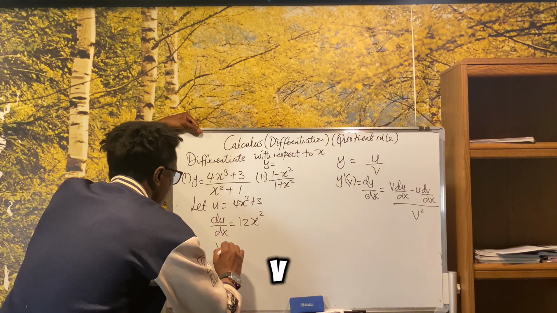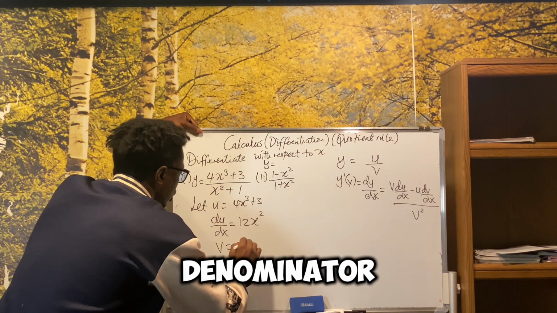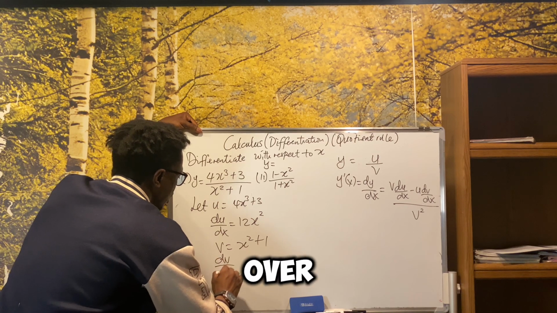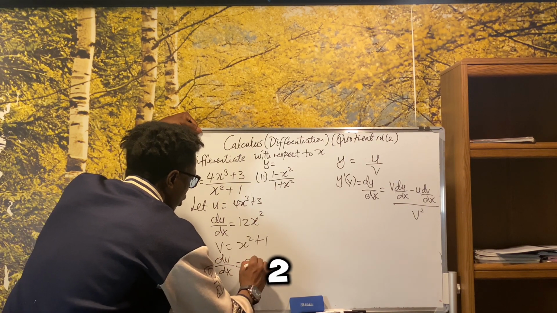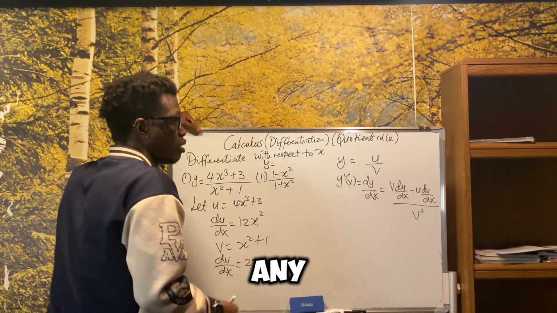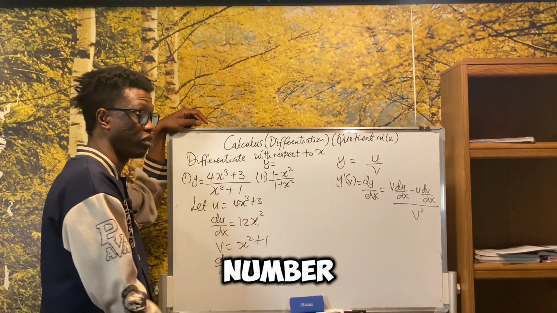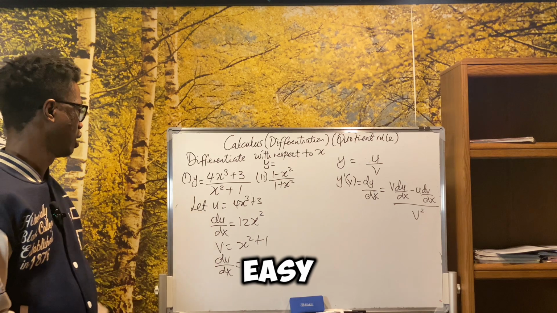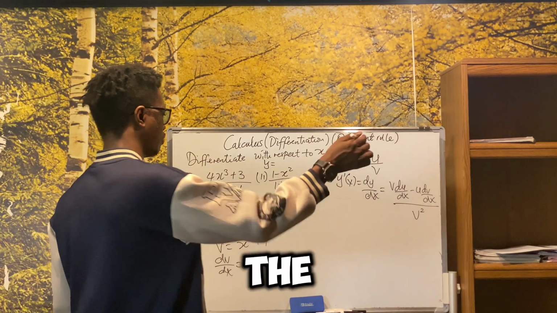Now the next one, we say v equals the denominator, which is x squared plus 1. If we differentiate v with respect to x, that equals 2x, with 1 minus this, and any number raised to the power 1 is just the number itself, or the letter itself. Okay, easy. Now once you have this, you just apply the formula.